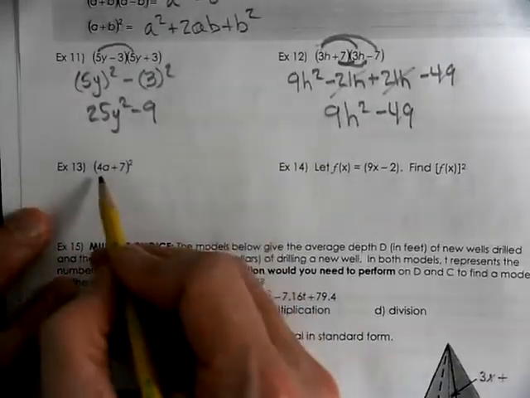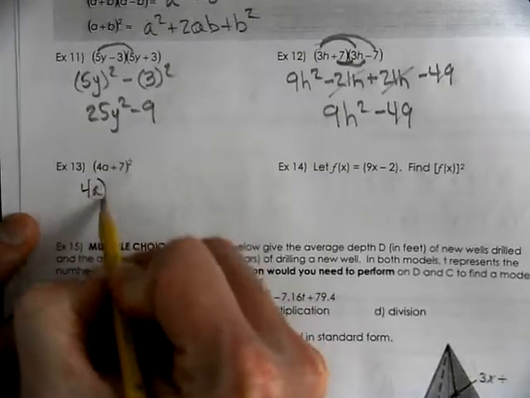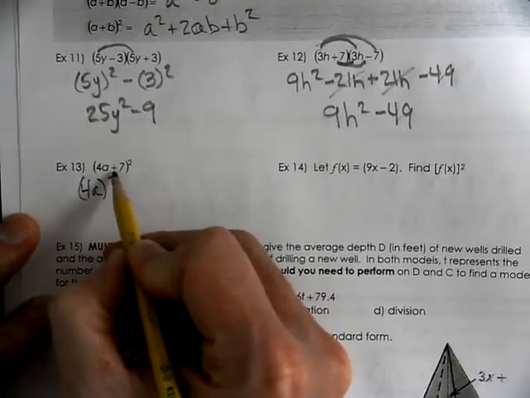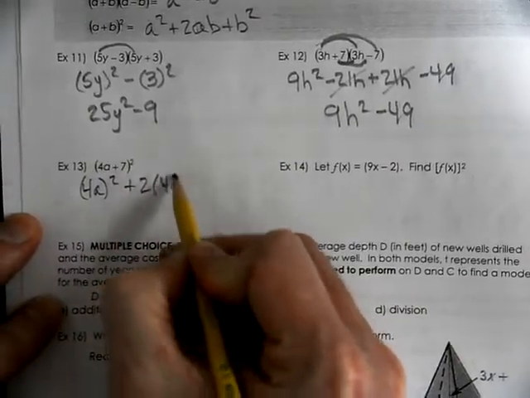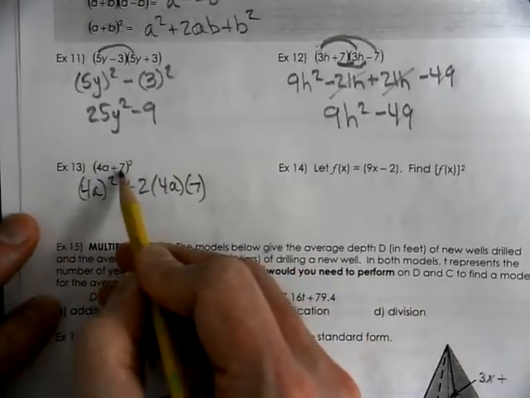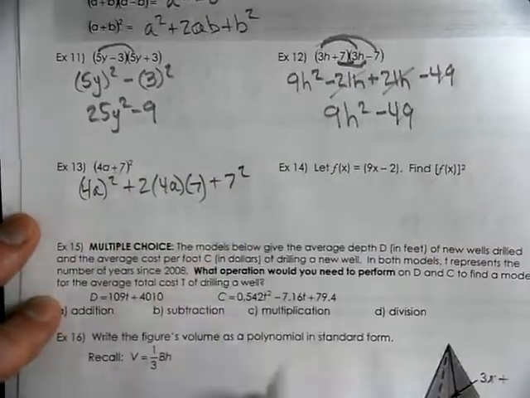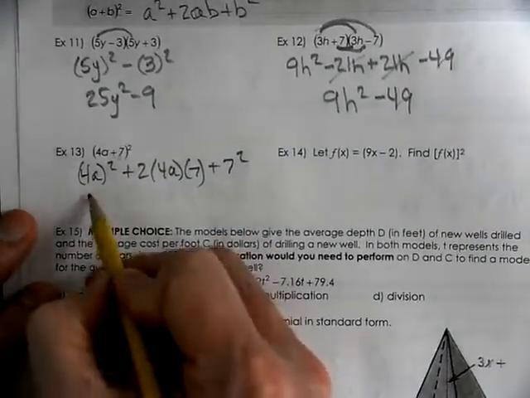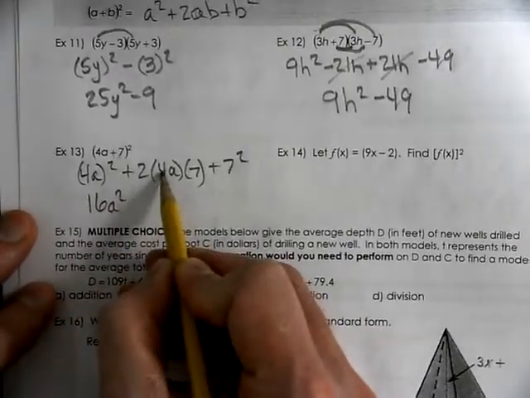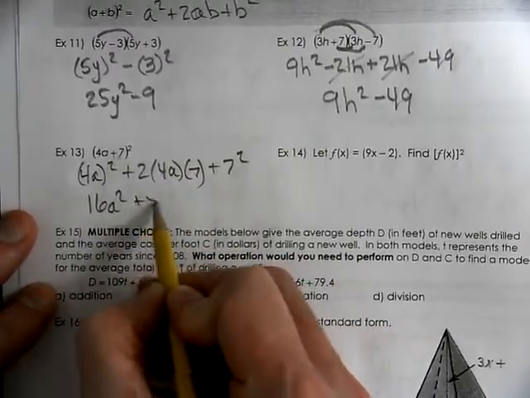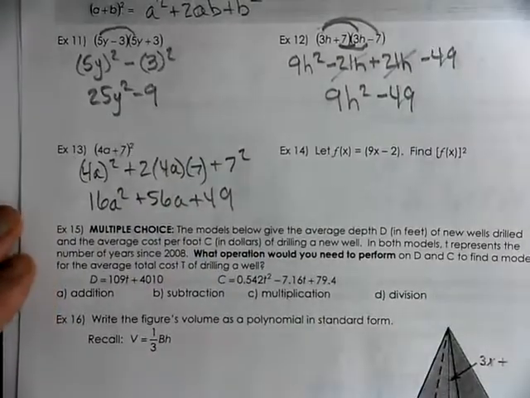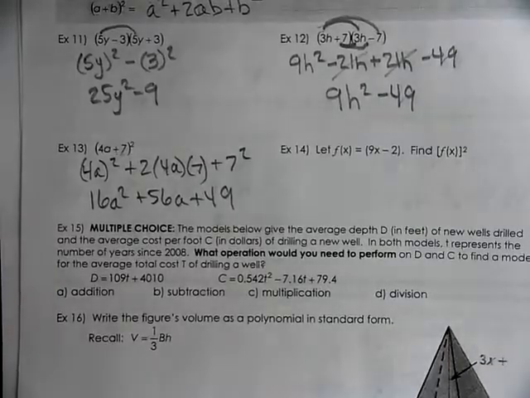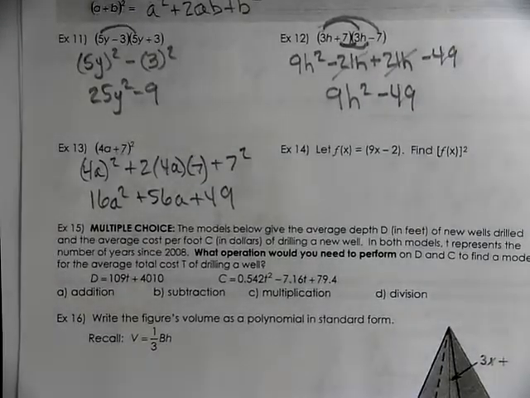So you can use that pattern by saying the 4a should be squared. This is a plus, so I'm going to use a plus. 2 times 4a times 7, and then I square my final term. So that gives me 16a squared. 28 times 2 is 56a plus 49. So there's a special pattern. You can use that as a shortcut if you think that's better than foiling it all together.